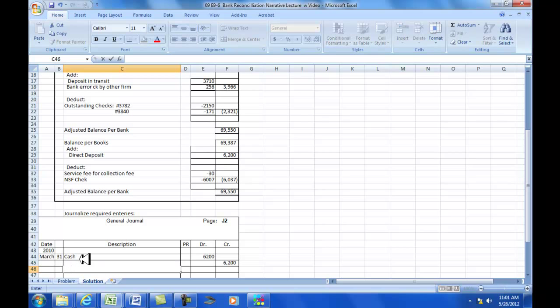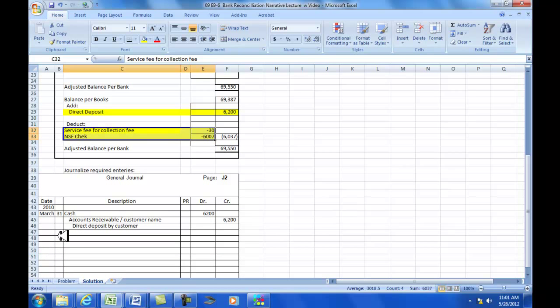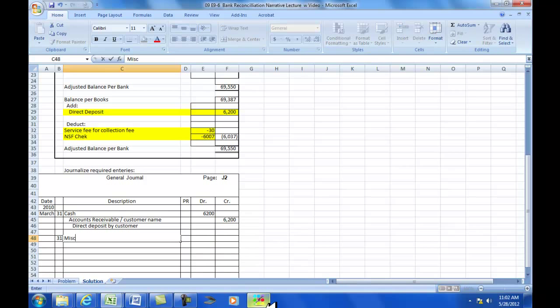Okay, so there we've gotten the direct deposit here. I'll just highlight that in yellow. Now we've got these two here to go. These have to be journalized, okay? So that's going to also be on the 31st. And we have a service fee, so we have a miscellaneous expense for our service fees in this particular company. That's going to be a debit of 30. Okay, and then a credit to cash for 30.